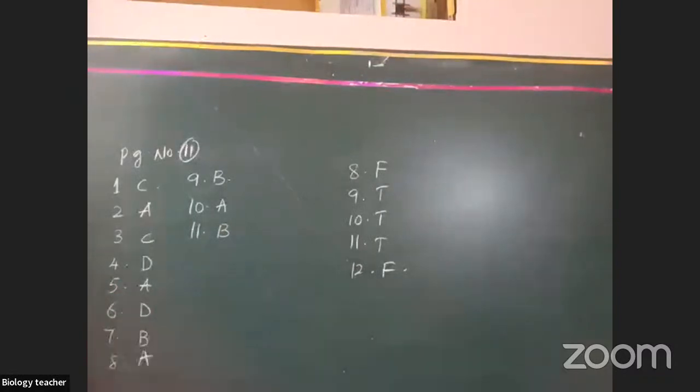Living cells were discovered by Robert Hooke, Purkinje, Leeuwenhoek, or Robert Brown? Leeuwenhoek. Living cells were discovered by Leeuwenhoek. Dead cells were discovered by Robert Hooke.